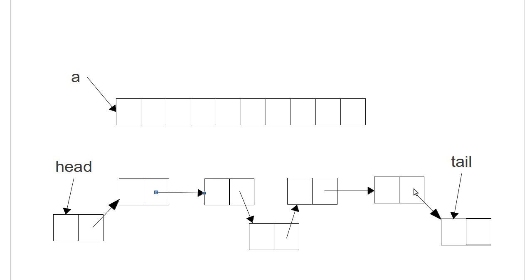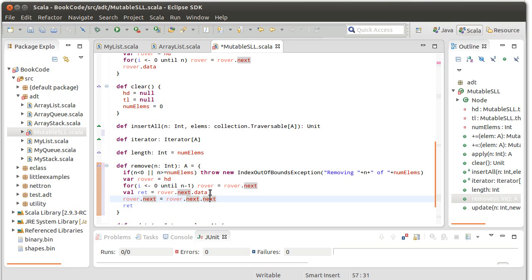Well, then the rover would stop here, and it would take this pointer and set it to rover.next.next, which would be null. And so it would blank that out, and everything's happy, except for the fact that the tail is still pointing to this node, which is no longer part of the list. So we need to do one check there. When we're done with this, we need to say if rover.next is null, then tail equals rover.